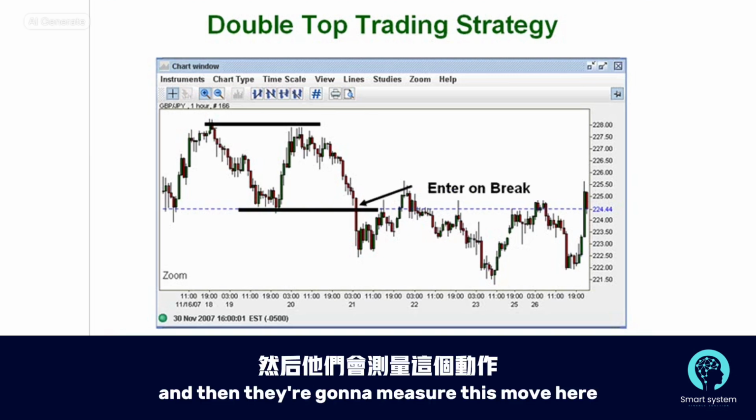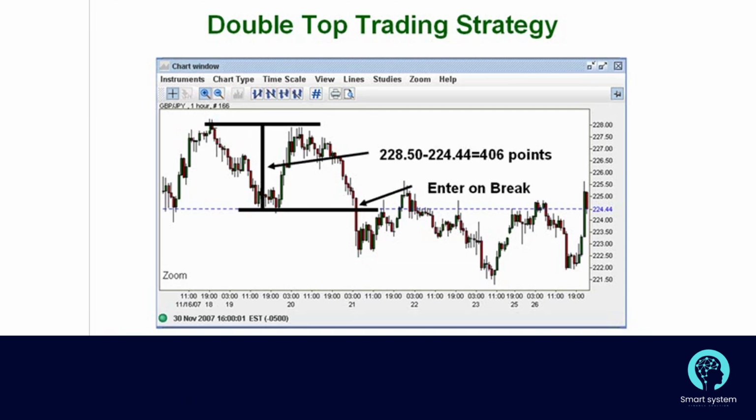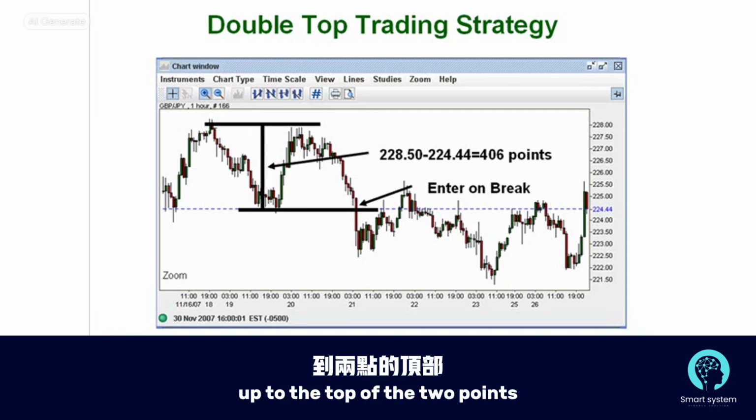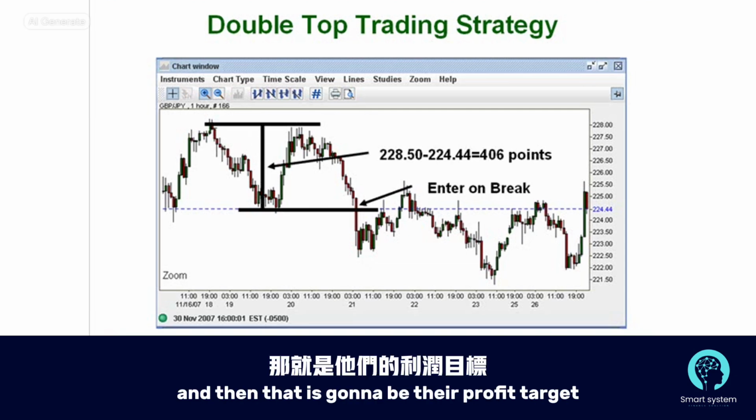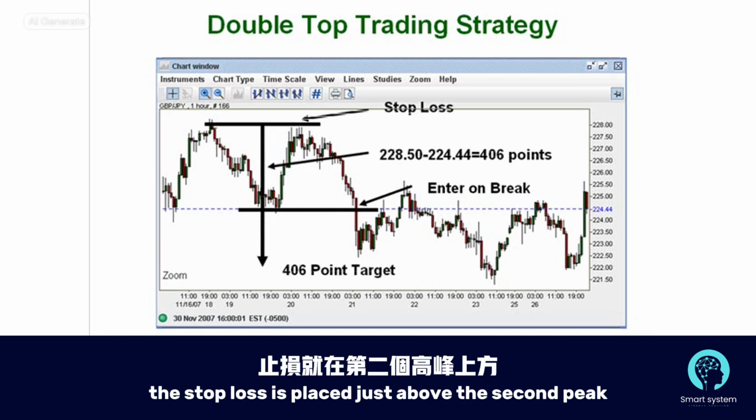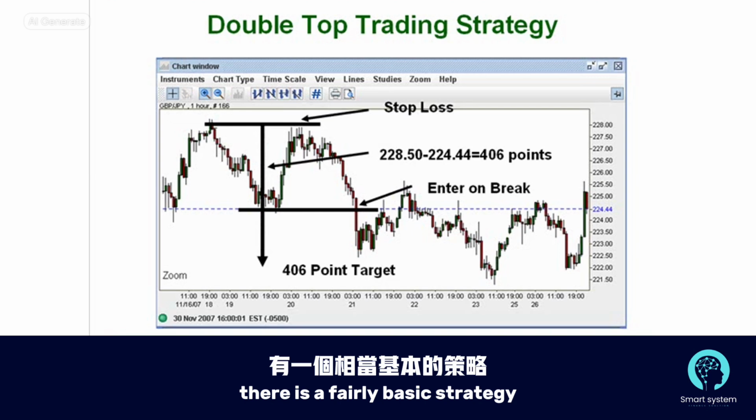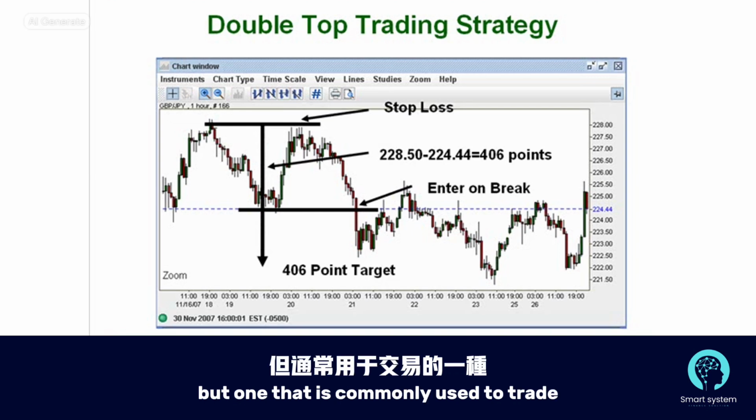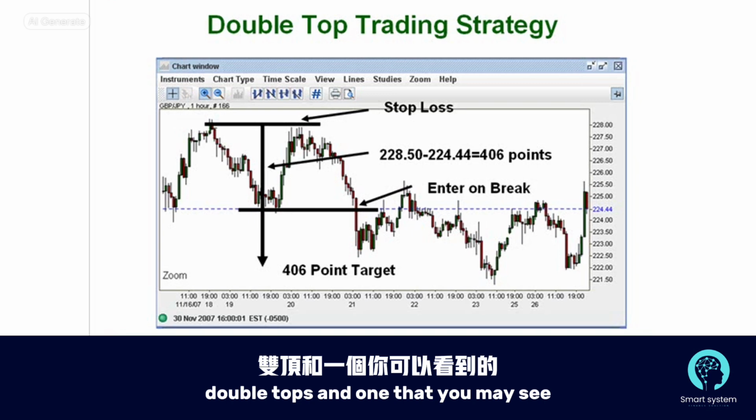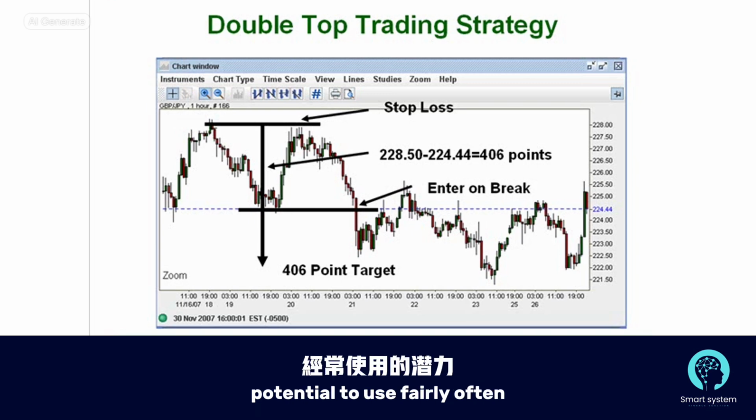And then they're going to measure this move here, the bottom of the trough up to the top of the 2 points, and that is going to be their profit target. The stop loss is placed just above the second peak. This is a fairly basic strategy, but one that is commonly used to trade double tops, and one that you may see potential to use fairly often.